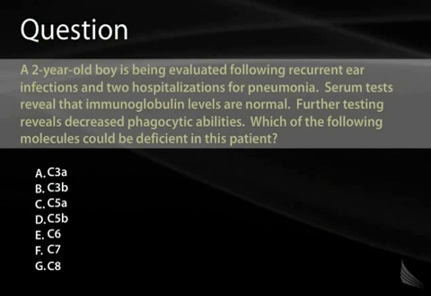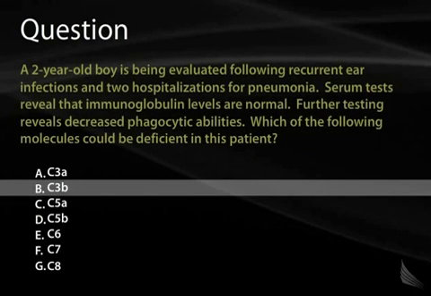So, next question. A 2-year-old boy is being evaluated following recurrent ear infections and 2 hospitalizations for pneumonia. Serum tests reveal that immunoglobulin levels are normal. Further testing reveals decreased phagocytic abilities. Which of the following molecules could be deficient in this patient? A, C3a. B, C3b. C, C5a. D, C5b. E, C6. F, C7. G, C8. The answer here is B, C3b.